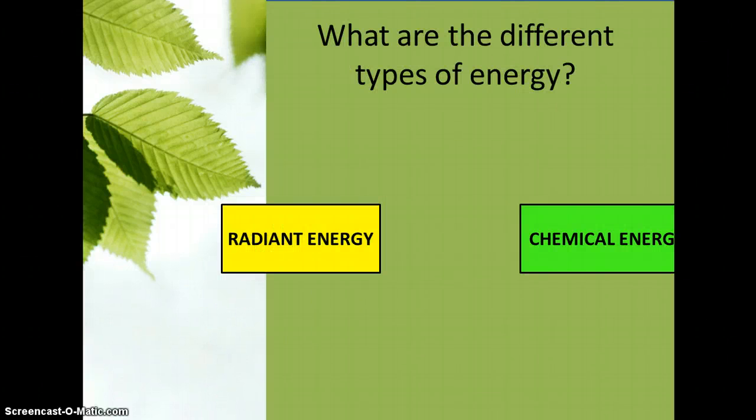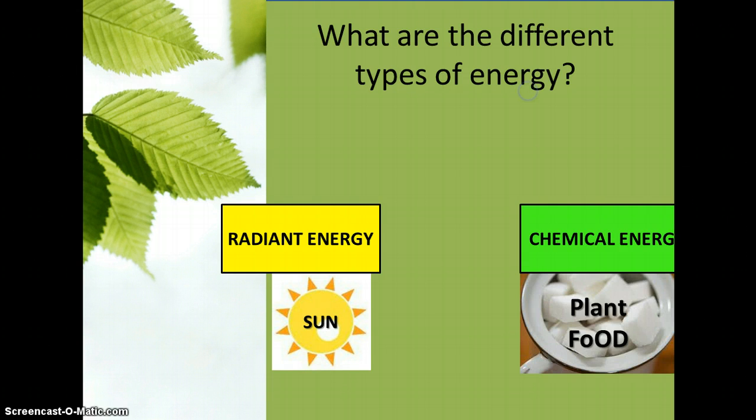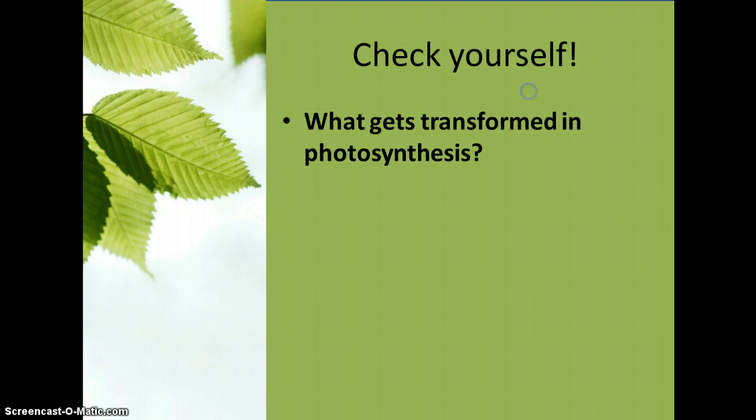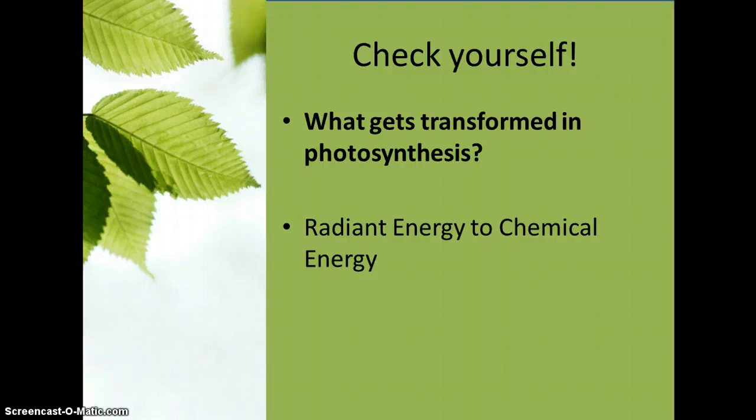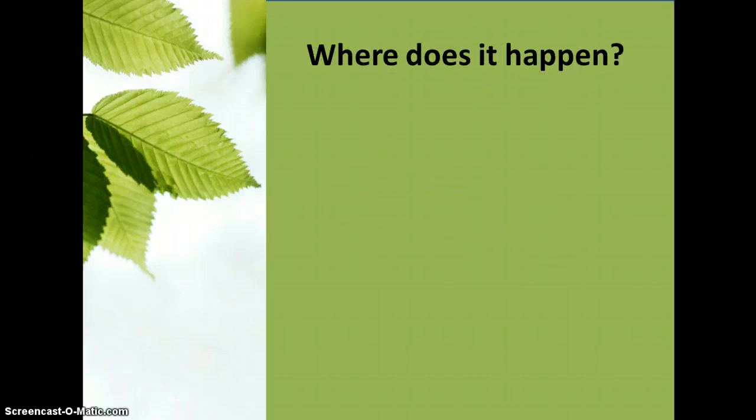So just quiz yourself, what are the different types of energy and where do they come from? You should have said that radiant energy comes from the sun, and chemical energy is stored in plant food. So one transformed into the other. So what gets transformed in photosynthesis? You should have answered radiant energy transformed into chemical energy. So where does this all happen?